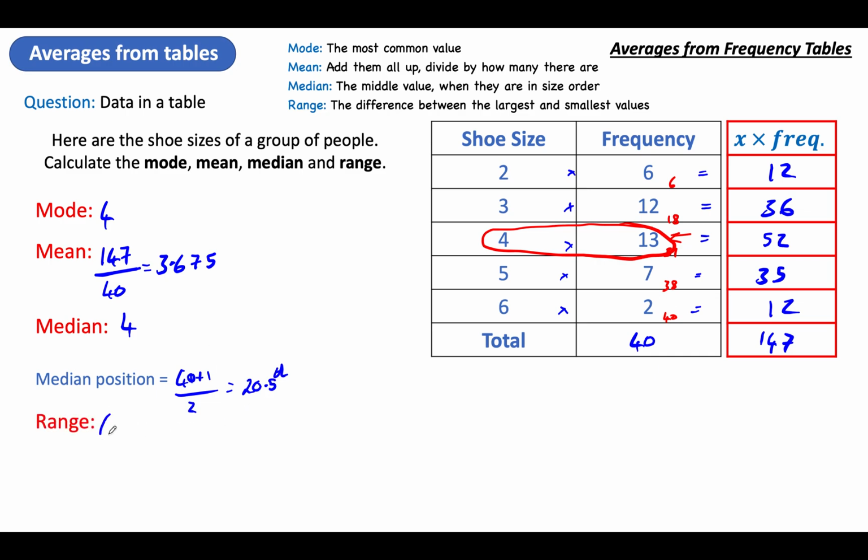And the range. What's the biggest shoe size? It's 6. What's the smallest shoe size? It's 2. The range is also 4 as well. That's a nice and easy one to do.